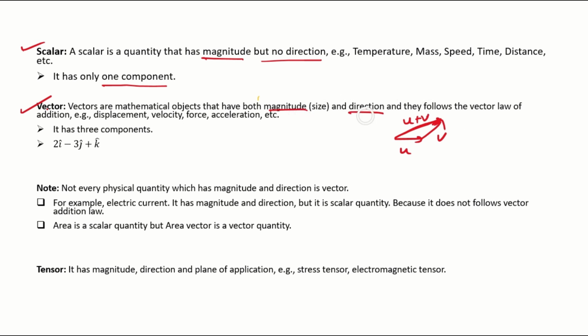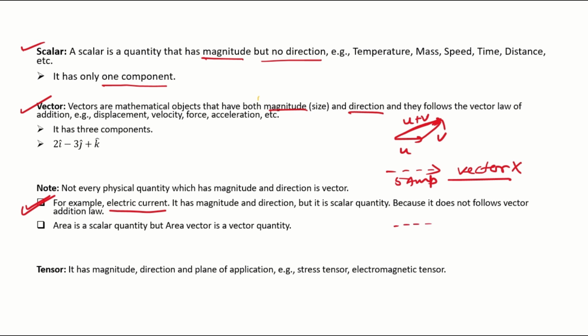If it has magnitude and direction, but it is not following the vector law of addition, then it cannot be a vector. Here I am writing an example, electric current. Suppose current is flowing along this direction, and suppose 5 ampere current is flowing in this direction. So we will say, okay, electric current has some direction and it has a value, so it will be a vector quantity. But electric current is not a vector quantity. Why? Because it does not follow the vector law of addition.